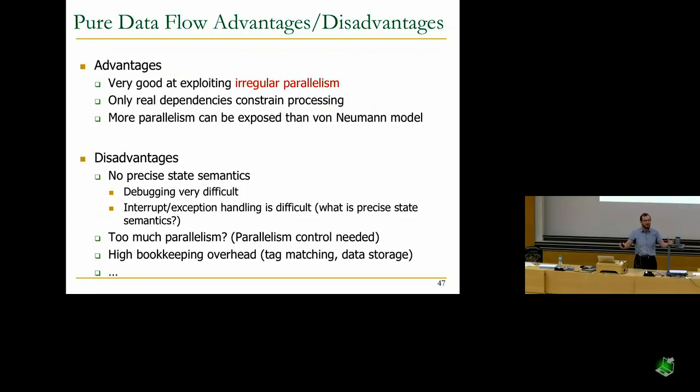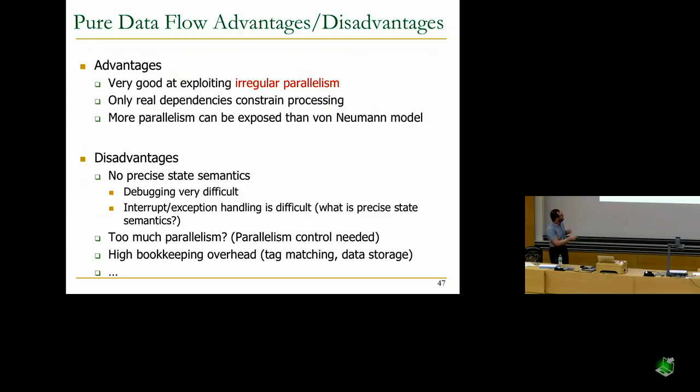So the data flow program chokes in the sense that there's just too much parallelism, and now you need to manage that parallelism. Because you don't have enough execution units, you need to buffer these instructions that come in through the data flow program, and there's a lot of additional complexity added to manage that parallelism. And as a result, you have high bookkeeping overhead.